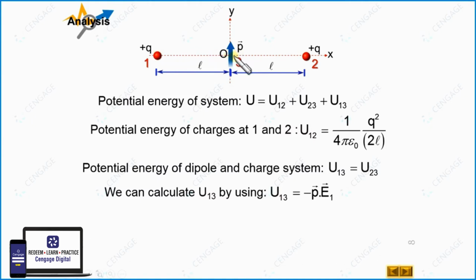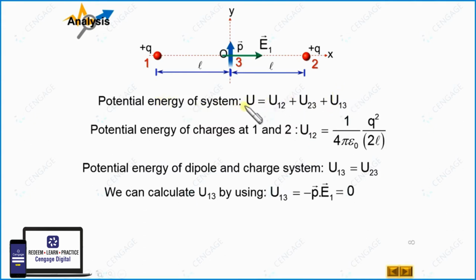We know the electric field because of this positive charged particle at the center of the dipole will be in the rightward direction like this. So this is the E1 vector. Now you can observe the angle between the dipole moment and this electric field vector is 90 degrees. That means this dot product will be equal to 0. That means the potential energies U23 and U13 will be 0.